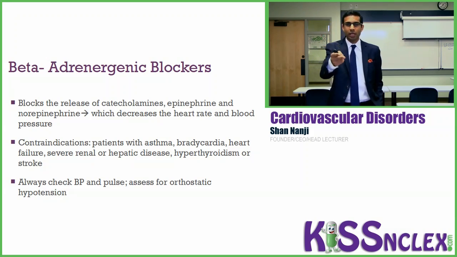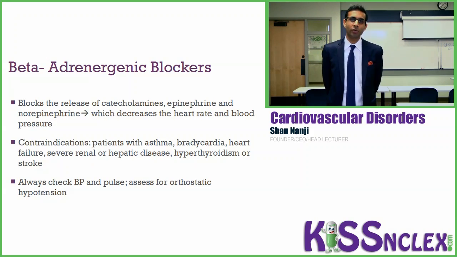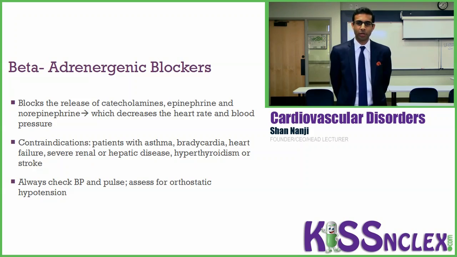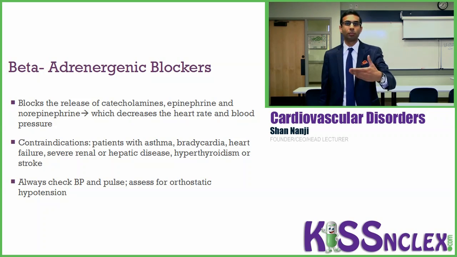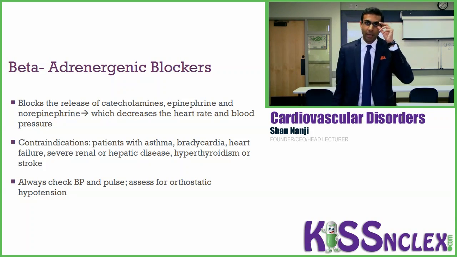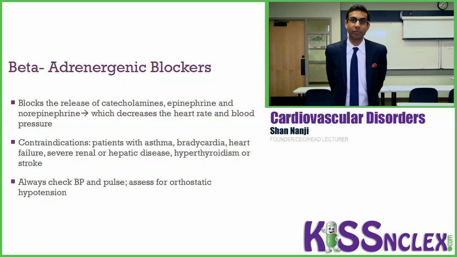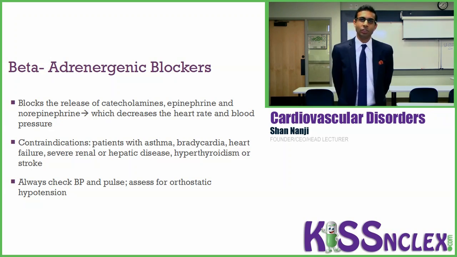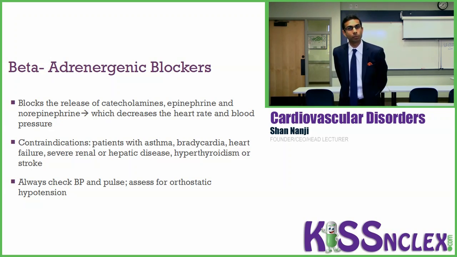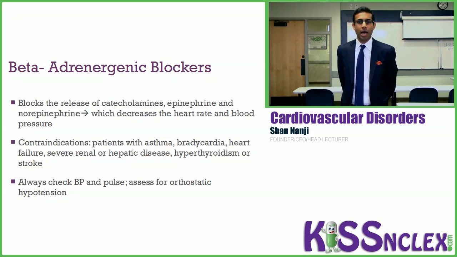Bradycardia, why? Because a beta blocker is going to slow down your heart rate, so you can't give it to a bradycardic patient. Beta receptors normally increase contractility. If you block it, you're going to decrease contractility, and so it's contraindicated in heart failure patients. Beta receptors are also responsible for increasing renin, especially beta-1, so it's contraindicated in people who have renal problems or hepatic problems. And it's also contraindicated in people who have hyperthyroidism or stroke.